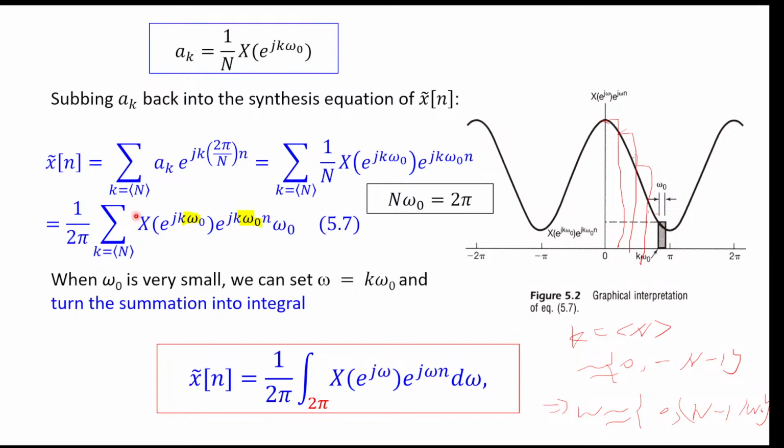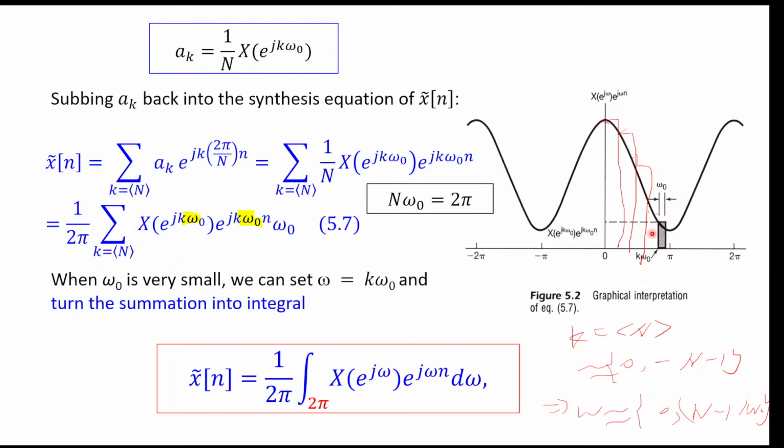It's 1/2π times the summation over k of big X of e^{jkω₀} times e^{jkω₀n} times ω₀. And so we see how this depends on ω₀. This part, big X times e^{jkω₀n}, only depends on kω₀. And then we are summing over this thing times ω₀.